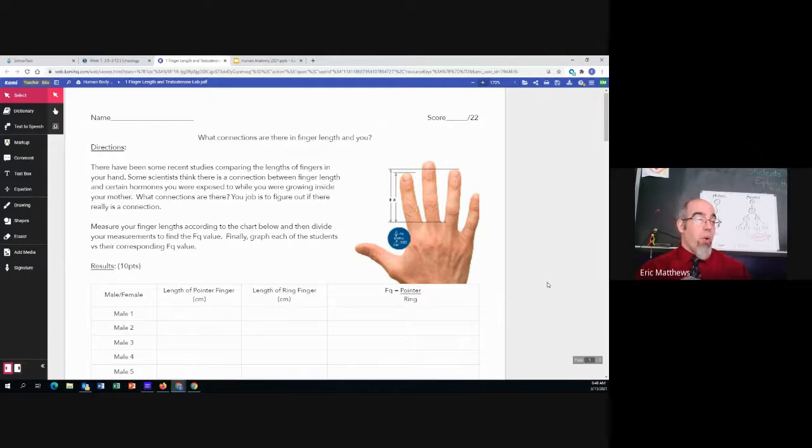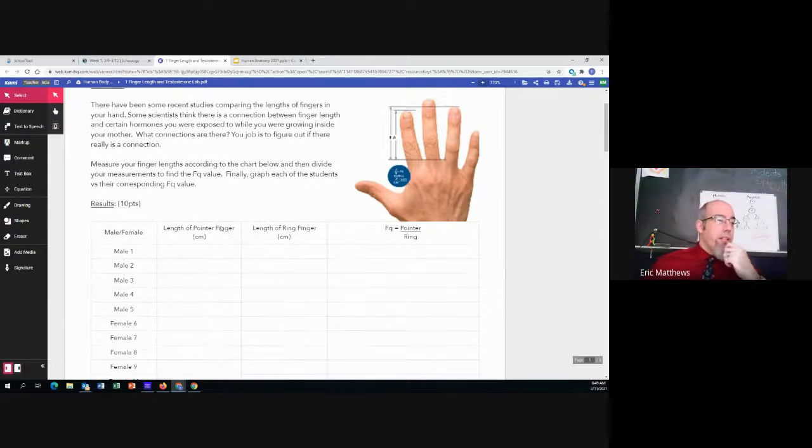Measure your finger lengths according to the chart below, then divide your measurements to find your FQ value. Finally, graph each of the students versus their corresponding FQ value. So to turn this lab in, you will need to communicate with some other people and find out what their measurements are, and then include them here. This is not a lab that you're going to be able to do entirely solo, but I will be putting together some kind of a chart to post in the Schoology folder for it.